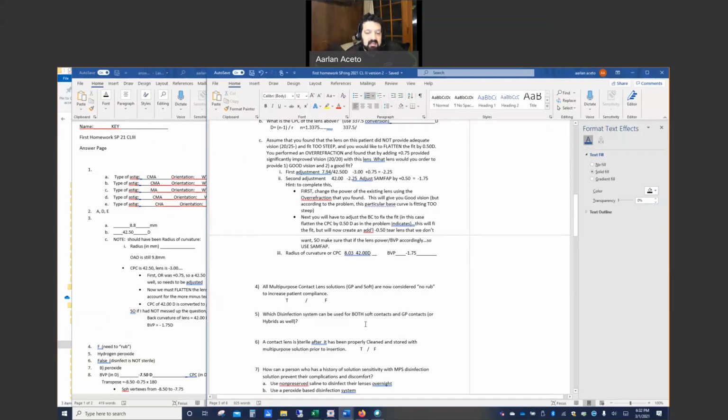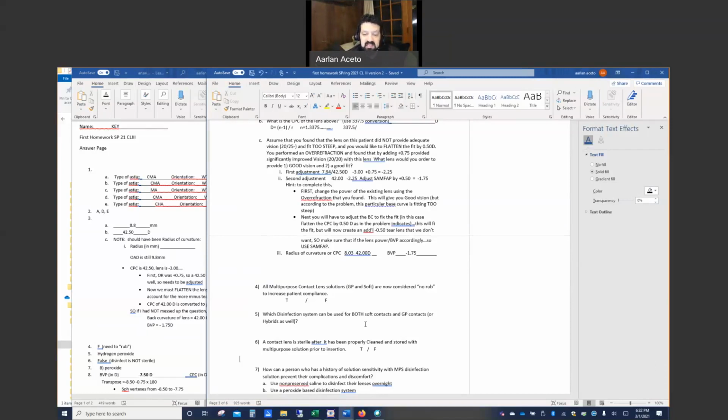Again, a contact lens is sterile after it's been properly cleaned and stored. With multi-purpose, the answer is no. That is not sterile. It has been disinfected, but disinfected is just reducing the bacterial, viral, or opportunistic pathogen load just enough so you're less likely to contract a sickness, a disease. It gets it down so your body can fight it off, but it still has bad buggies on it. Sterile means there's nothing on there. And the only way we generally sterilize things is through an autoclave, high pressure, high heat, high temperature.